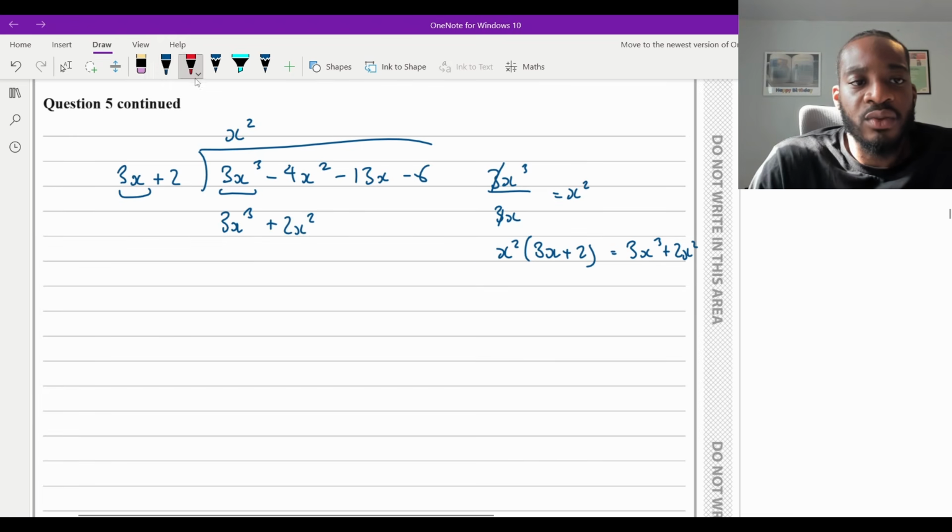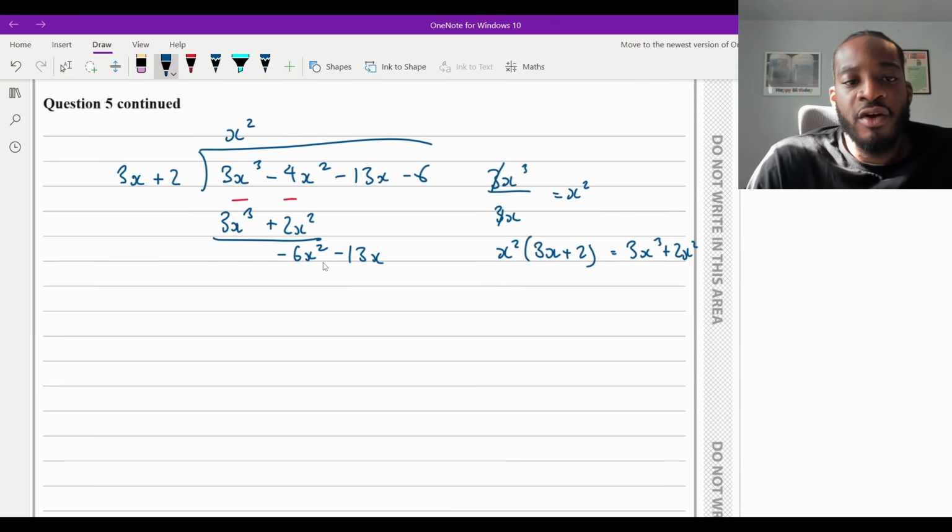And then we're just going to take these away, aren't we? Take away, take away. Get rid of those, so that's 0. Minus 4 minus 2 is going to be minus 6, so minus 6x squared. Bring the minus 13 down and repeat the process. With the minus 6x squared, we divide by the 3x. That's going to be minus 2x, isn't it? So that goes there.